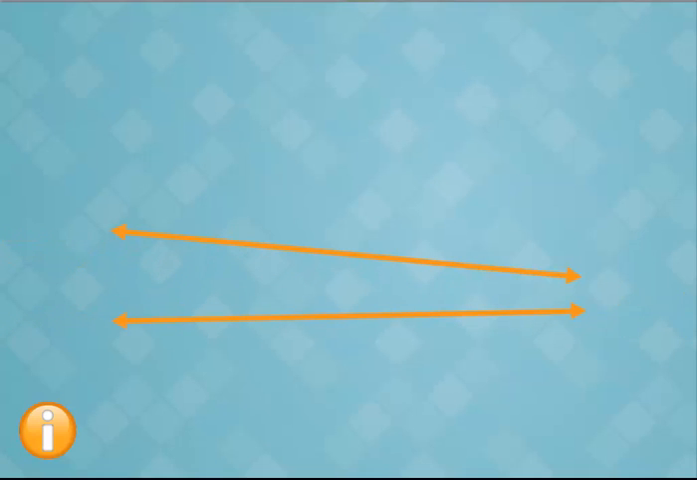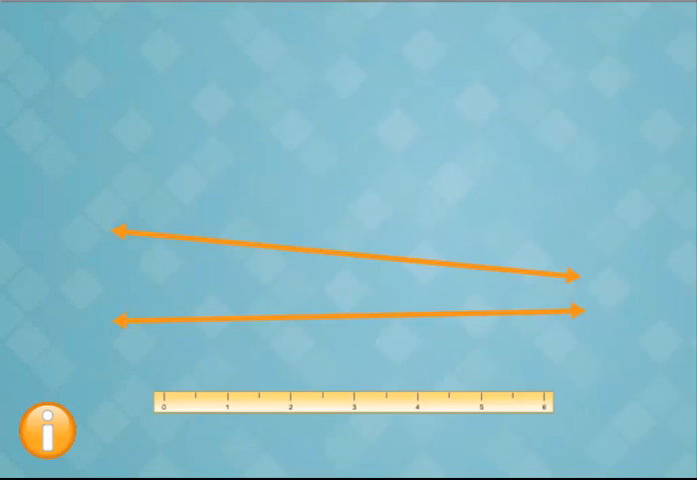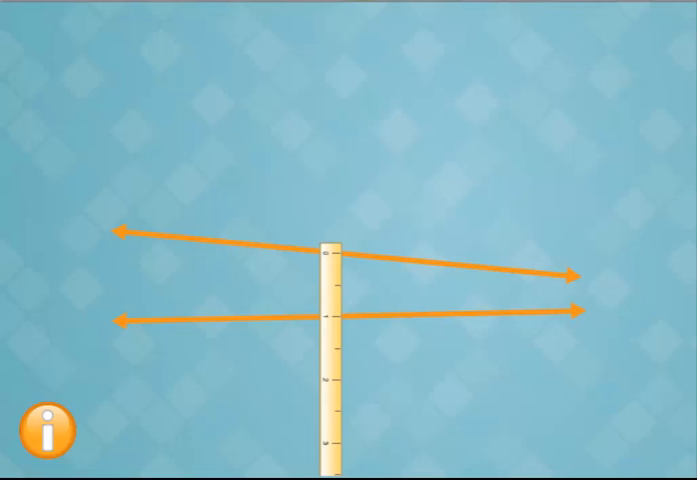Visually, you can tell if lines are parallel by measuring the distance between the lines at 2 points along the line. If the distance between the lines is exactly the same at both points, the lines are parallel. Let's measure the distance between these lines. These lines are 1 inch apart at this point. They are less than 1 inch apart at this point.